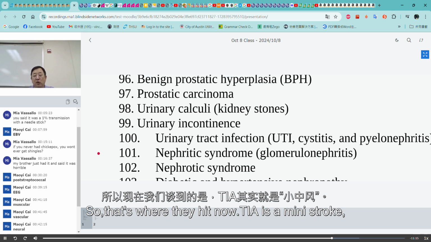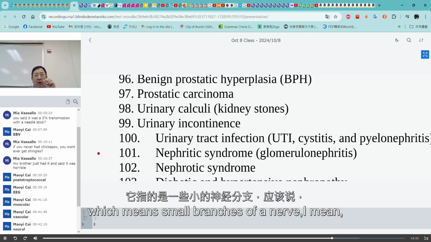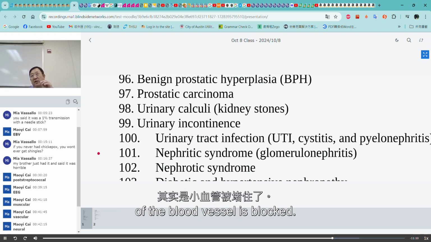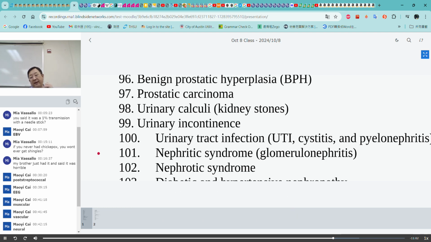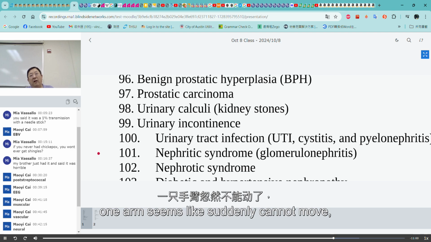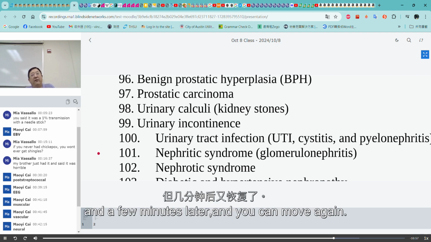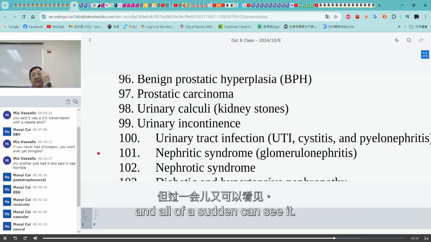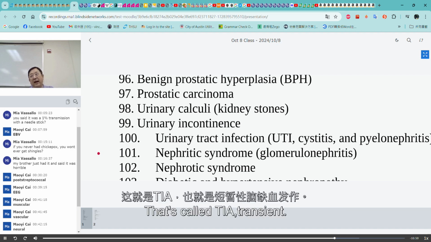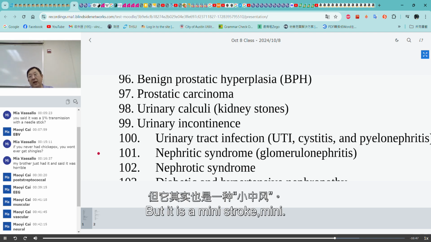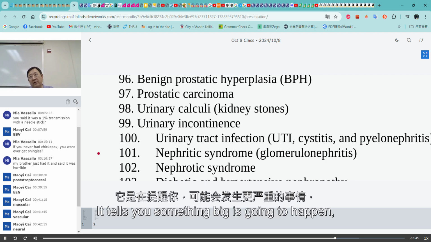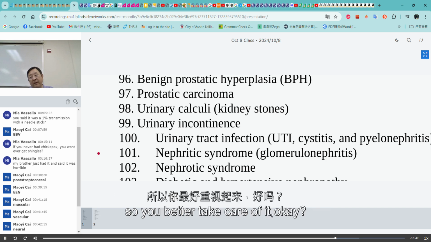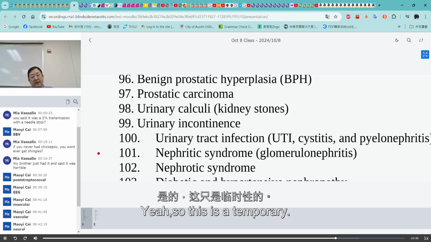Now, TIA is a mini stroke, which means small branches of the blood vessel are blocked, and temporarily cause some symptoms. Transient ischemic attack, a lack of blood supply attack. Like suddenly a person's one arm cannot move, and a few minutes later, you can move again. Suddenly one eye seems blind, cannot see, and all of a sudden can see. That's called TIA, transient. But it is a mini stroke. It tells you something big is going to happen, so you better take care of it, okay? So this is temporary.